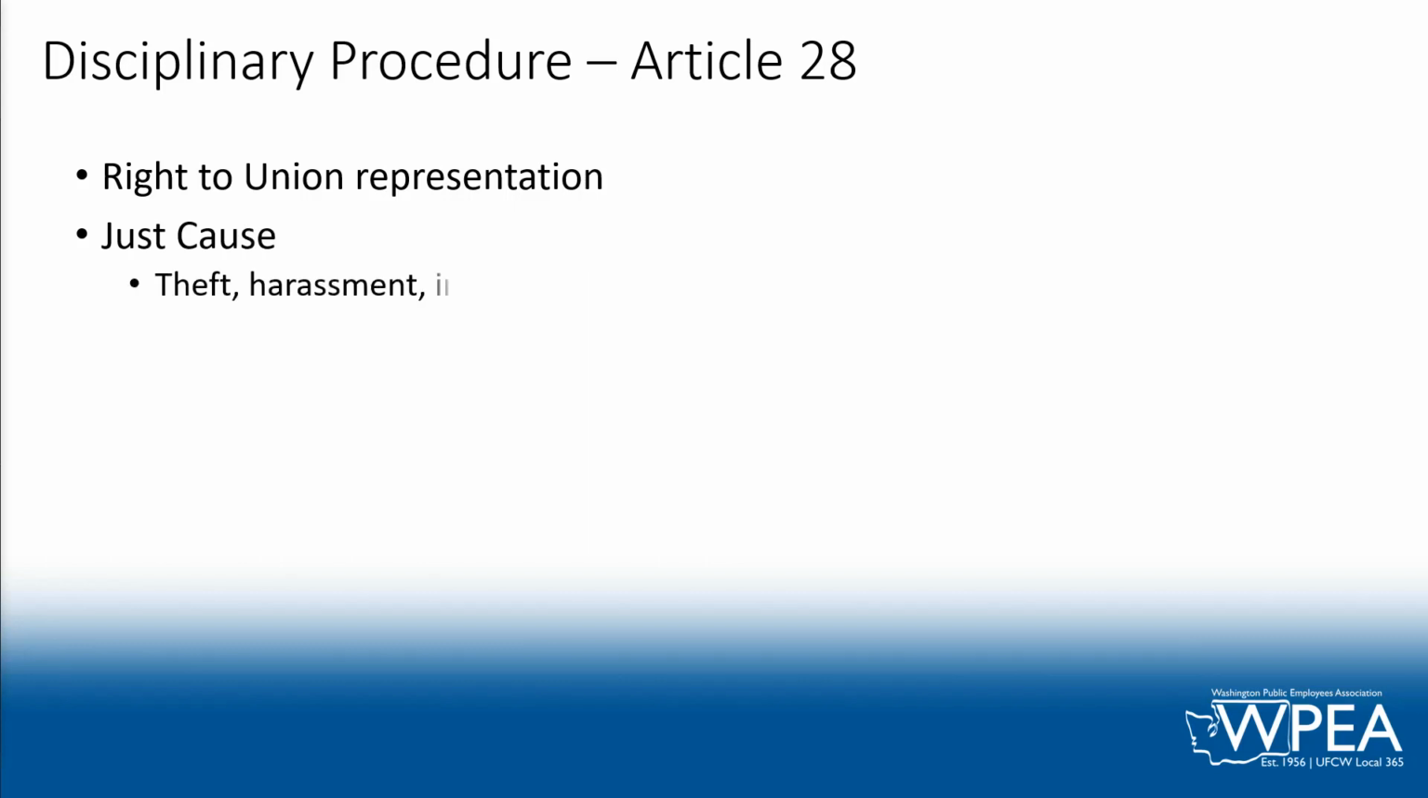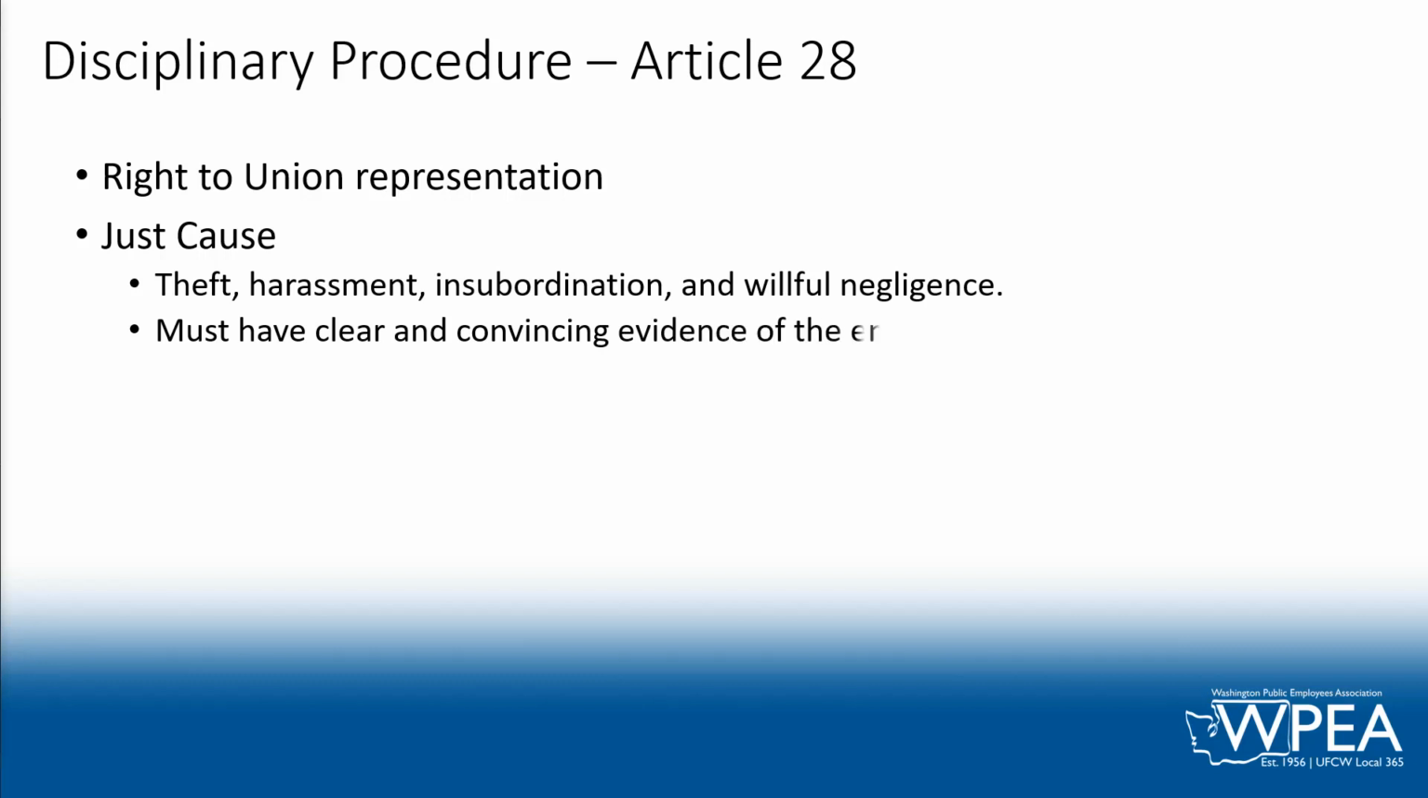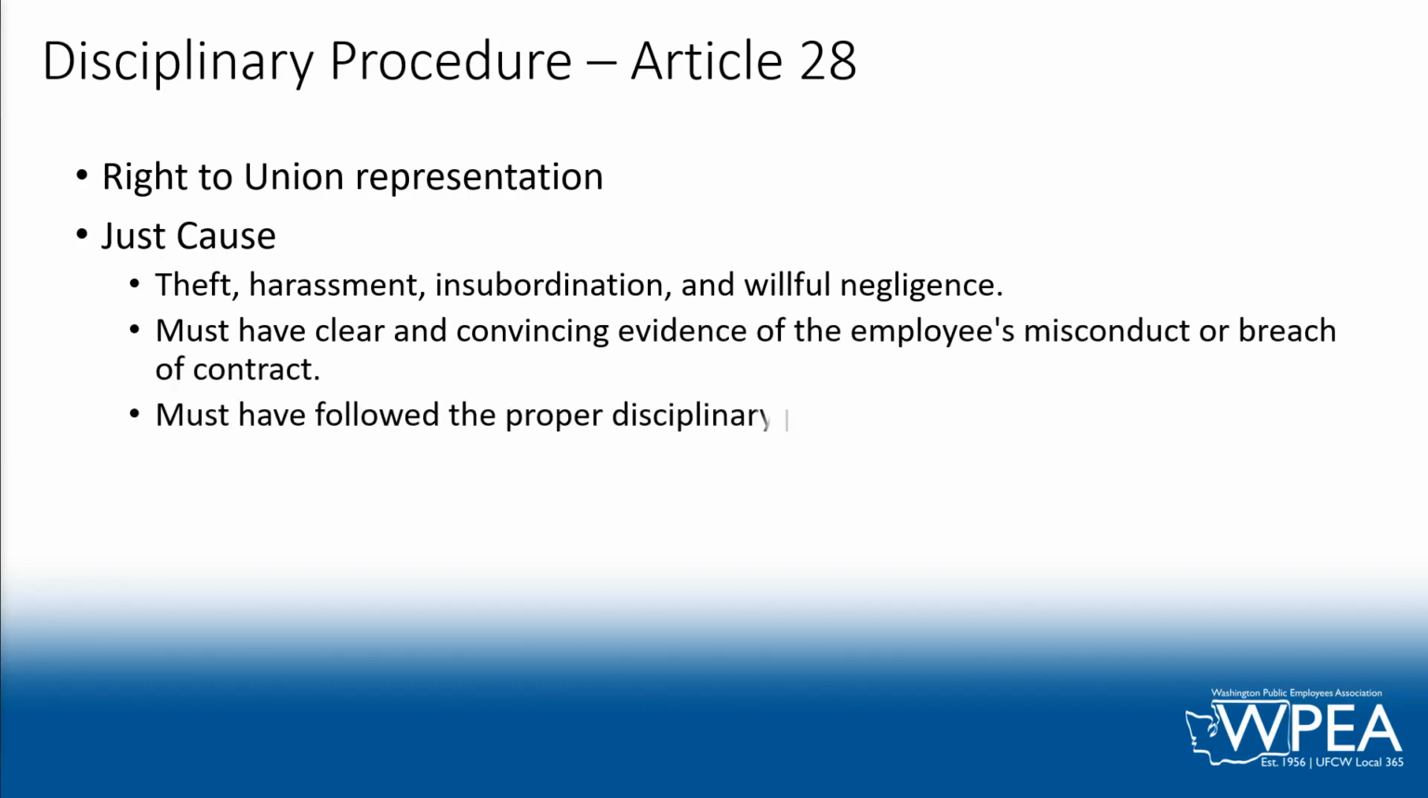Employees have the right to have a union representative at an investigatory interview if they reasonably believe discipline could result. Employers cannot discipline a permanent employee without just cause, and disciplinary actions may include oral and written reprimands. They can also include reductions in pay, suspensions, demotions, or even termination from employment.